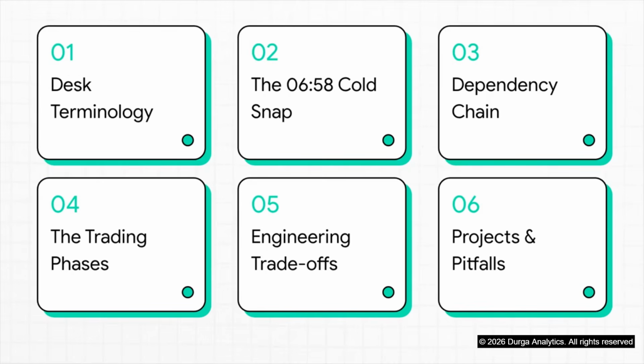Here's our agenda for Chapter 3. We're covering desk terminology, the 0658 cold snap, the morning dependency chain, the 3 trading phases, engineering trade-offs, and desk projects and pitfalls. Let's jump in.